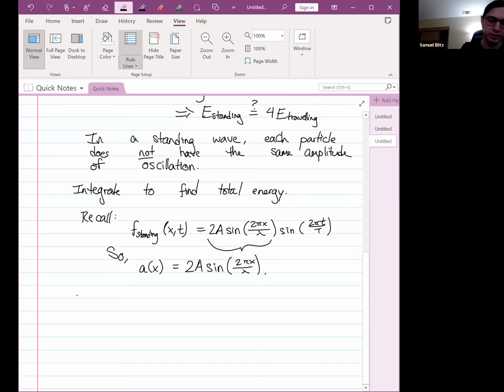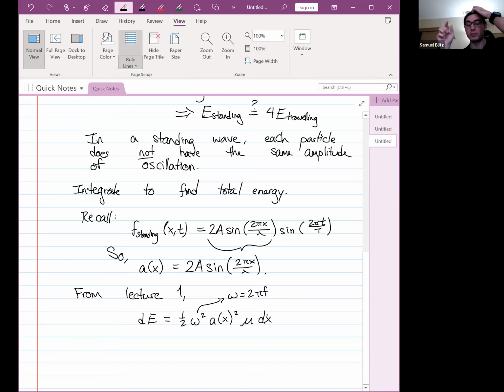So from lecture 1, we gave a formula for the energy of a single particle given its amplitude. The energy of the single particle, this is for a wave on a string, of course, is 1/2 times omega squared. By the way, remember, omega is 2 pi f. It's the angular frequency. Times the amplitude squared, here I'm going to write it as a of x squared, times the linear mass density mu times dx, the width of the piece of string.